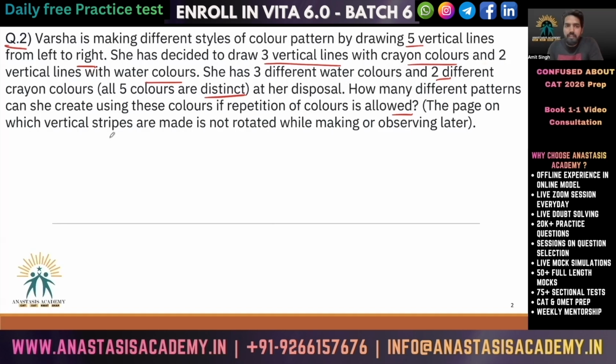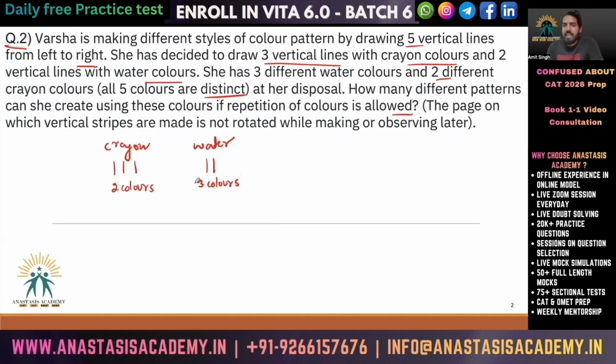Okay, so there are 2 types of color available. First is crayon and the second is watercolors, right? So we have to draw 3 lines. And how many crayon colors are available to draw these 3 lines? 2 colors are present. And we have to draw 2 stripe lines with watercolors. And how many colors are present? There are 3 different colors of watercolors present.